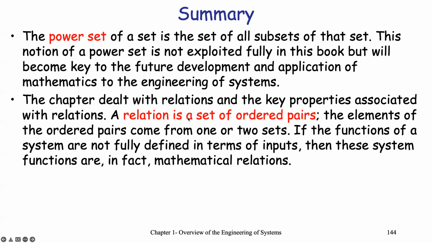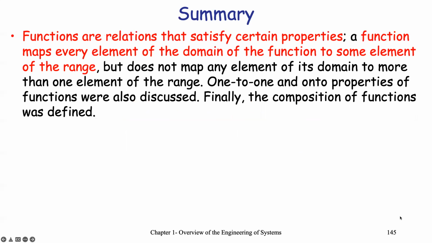The chapter dealt with relationships, or relations, and the key properties associated with relationships. A relationship is a set of ordered pairs. The elements of the ordered pair come from one set or two sets. If the functions of the systems are not fully defined in terms of inputs, then these system functions and facts are mathematical relationships.